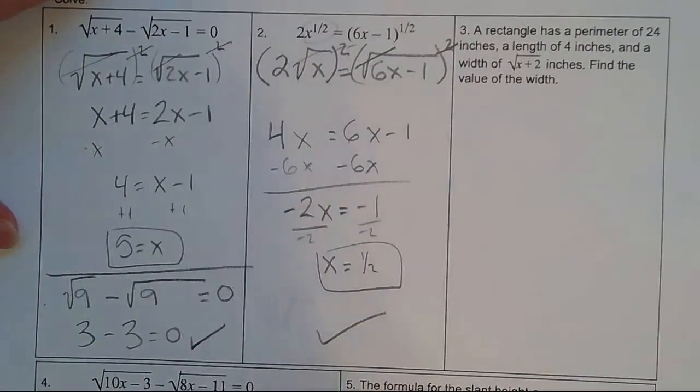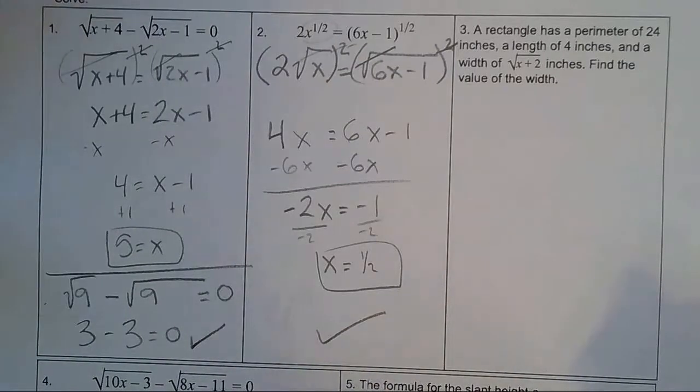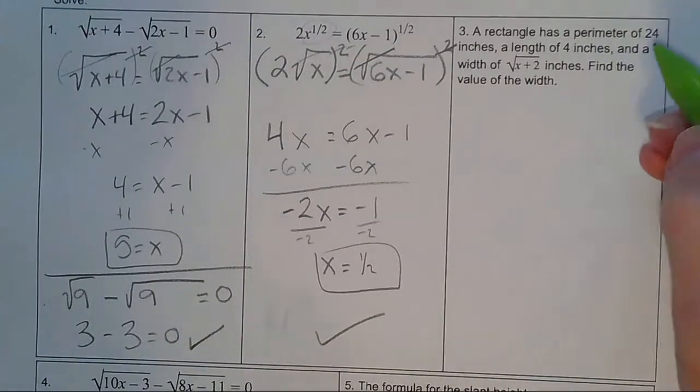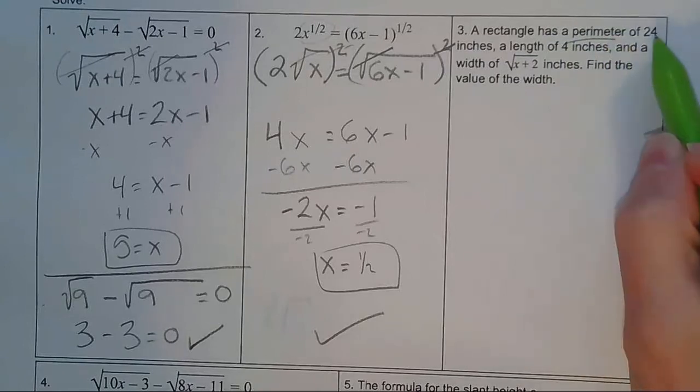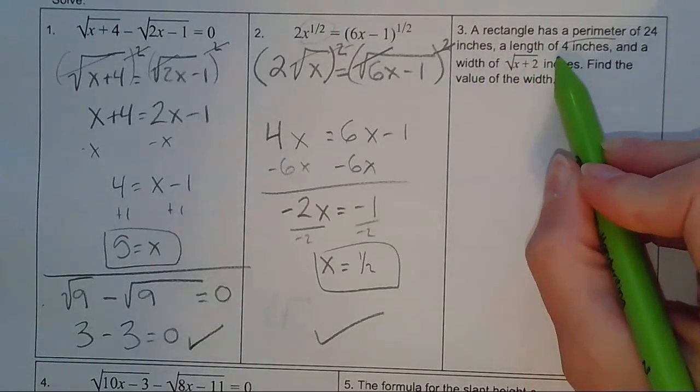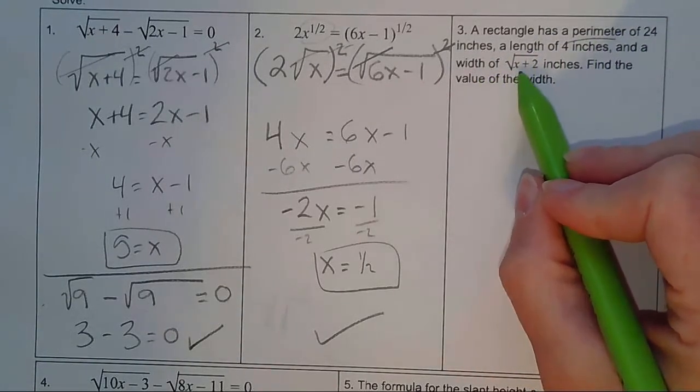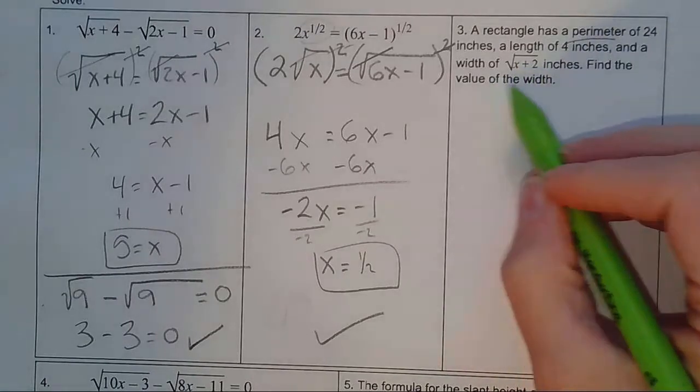I checked it. All right, we do have 2 word problems. We still have 10 minutes. We have plenty of time. All right, a rectangle has a perimeter of 24 inches, a length of 4 inches, and a width of square root of x plus 2 inches. Find the value of the width.